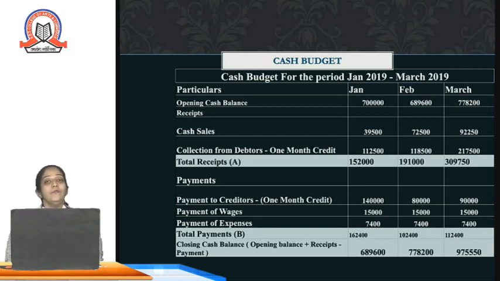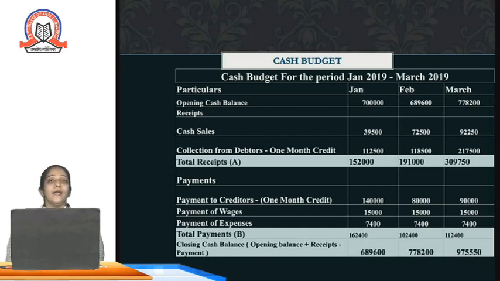Now first I will explain to you what the format is all about. On the first line you can see we have opening cash balance, as on the first day of every month we have some amount with us which is considered to be the opening balance. Then we have the main heading, subheading, which is receipts. Then we have the total of all those receipts. We have payments, then total of payments.